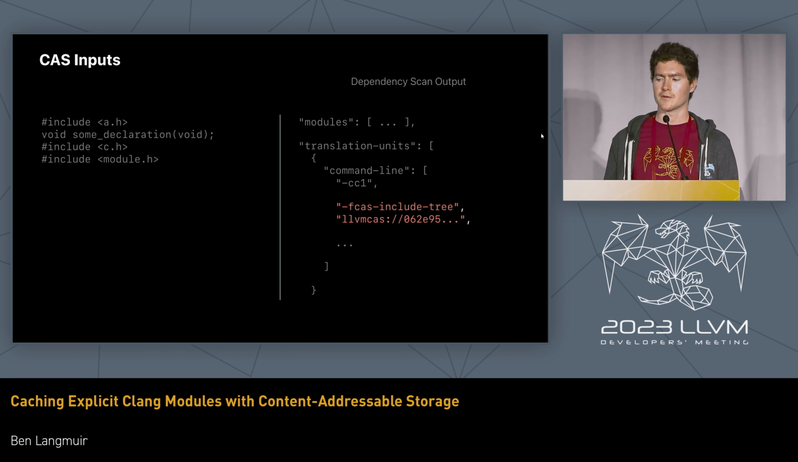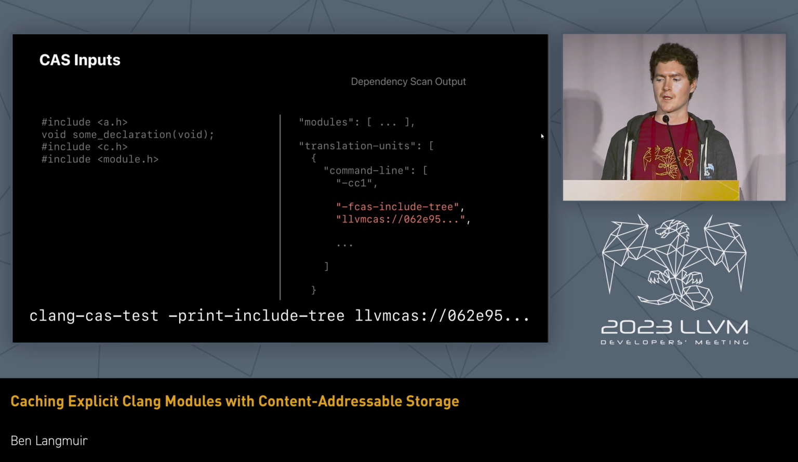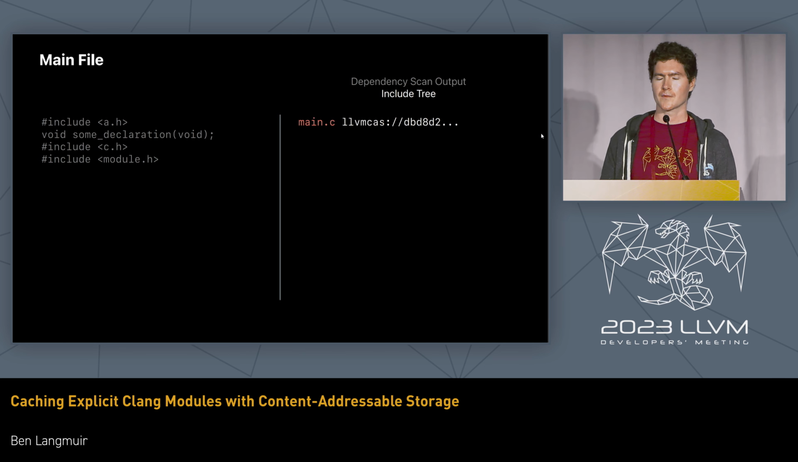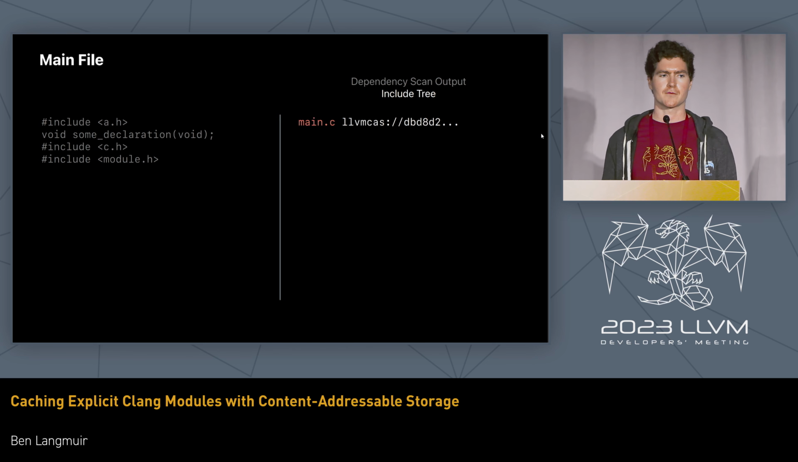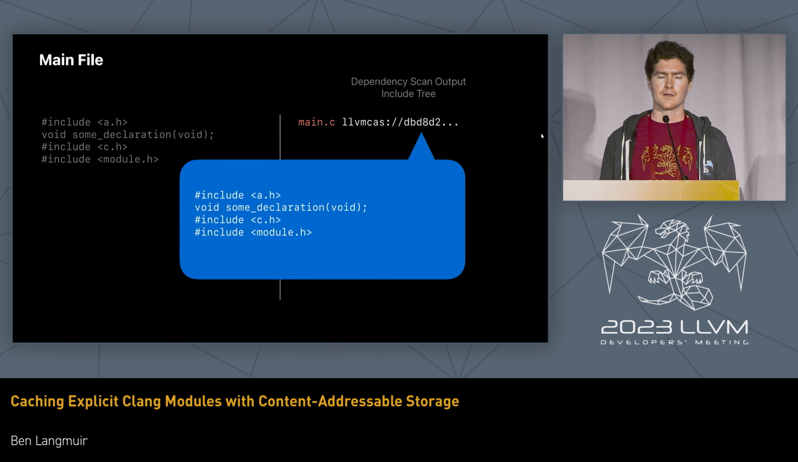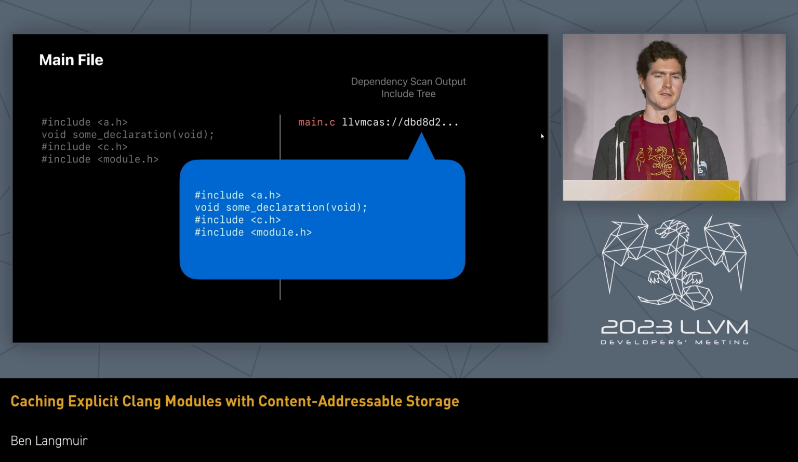When caching is enabled, we have a new command line argument, -fcas-include-tree, which has a CAS identifier. We can use a tool to print out the contents of our include tree so that we can see this representation of input files. At the top level, we have a representation of our main file. This is a main.c name, followed by a CAS identifier. This CAS identifier points to the contents of that original main file. If we get a cache miss and need to recompile, this buffer is where we're going to start our parsing from.